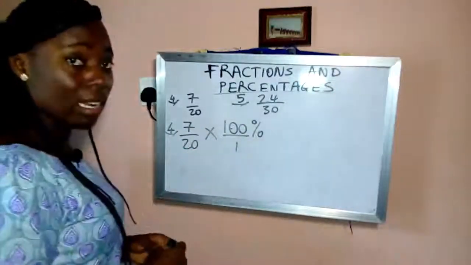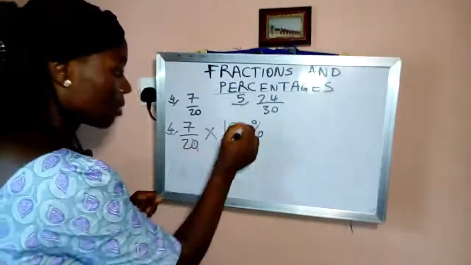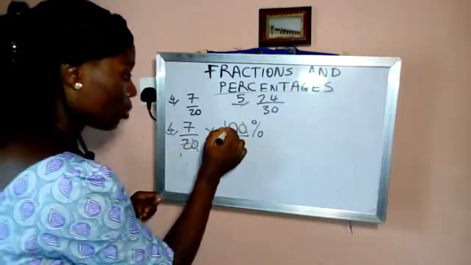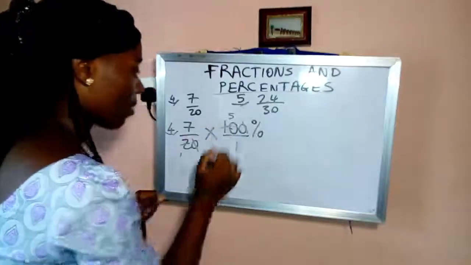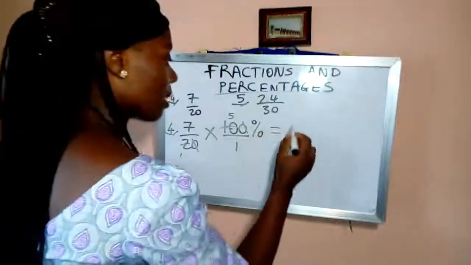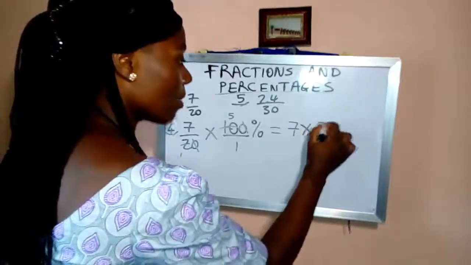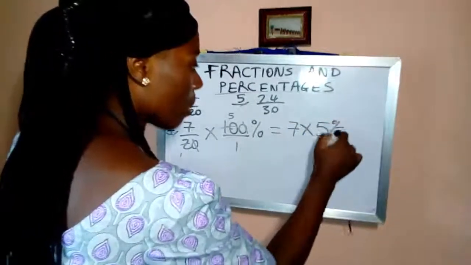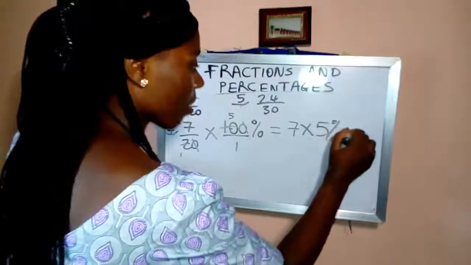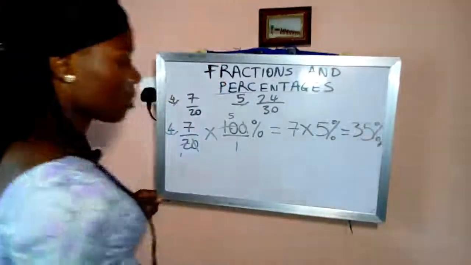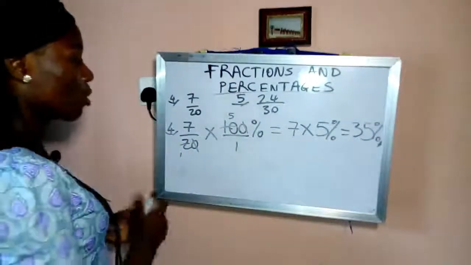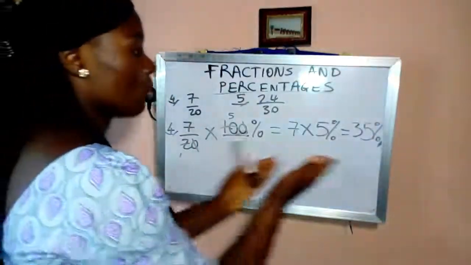I can easily cancel out. Alright, 0 cancels 0. 2 here, 1. 2 into 1, 1 is smaller than 2. 2 into 10, I have 5. Okay, so what I have left here is what? 7 times 5, which will give me, remember my percentage, 35%. That becomes my answer. I have just transformed from 7 over 20 to 35%.